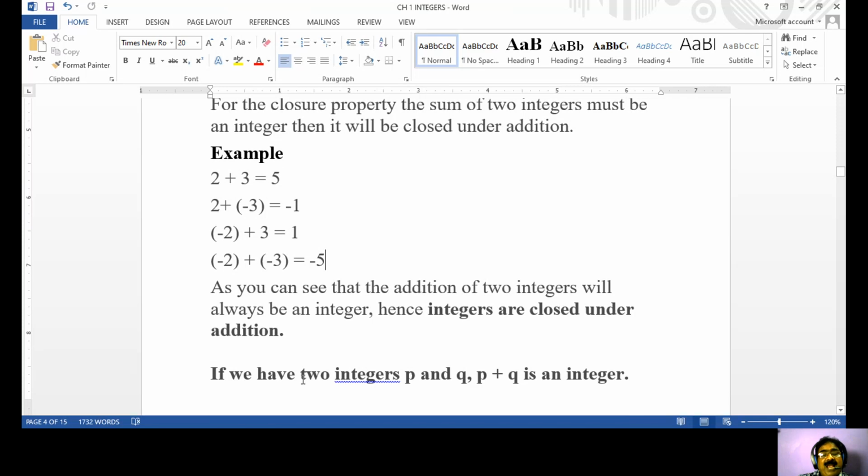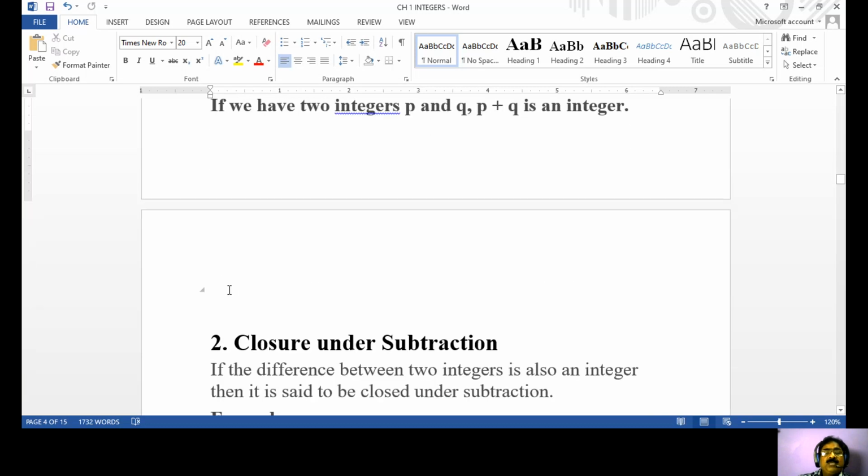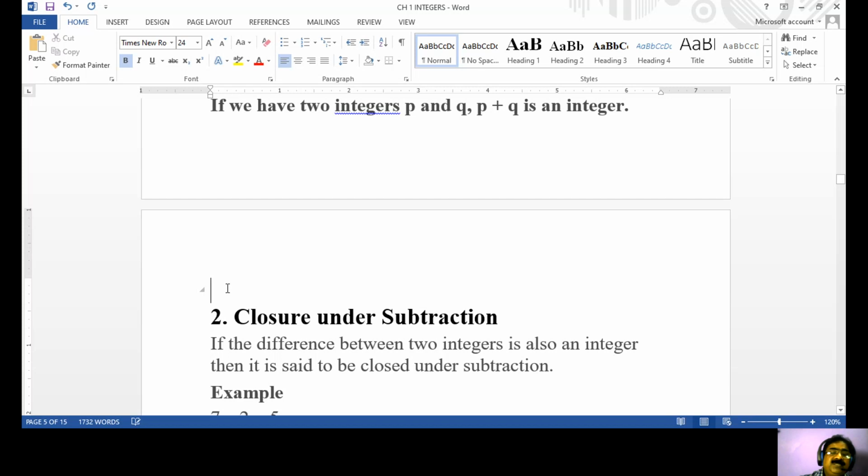If we have two integers P and Q, then P plus Q is an integer. Now, closure under subtraction. If the difference between two integers is also an integer, then it is said to be closed under subtraction.